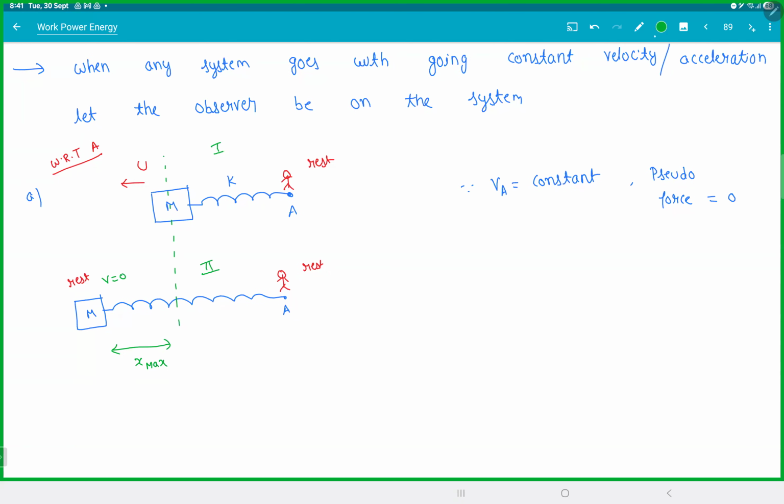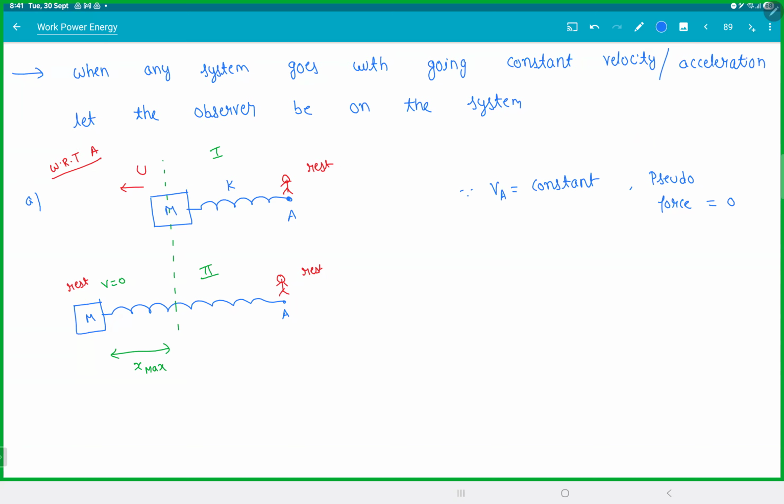Then there is no external force on the system. Remember, A is at rest, so even if there is a force, the work done is zero at that point. It won't matter. So energy in state one is equal to energy in state two. With respect to A, there is no work done. Are you getting it? With respect to A, there is no external force on the system.